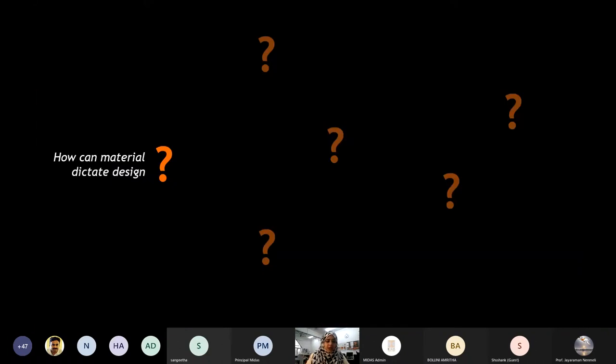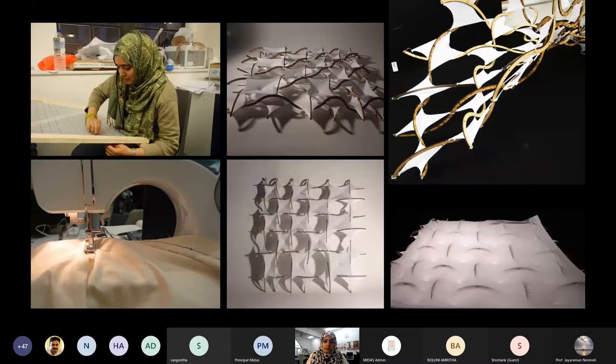So the next question is, how can material dictate design? We do a lot of different material explorations at DesignAware. I've shown you paper, I've shown you metal and fiberglass. We also use a lot of fabric. And we wanted to create something that makes fabric more structural rather than something that is really soft and pliant and just a covering.